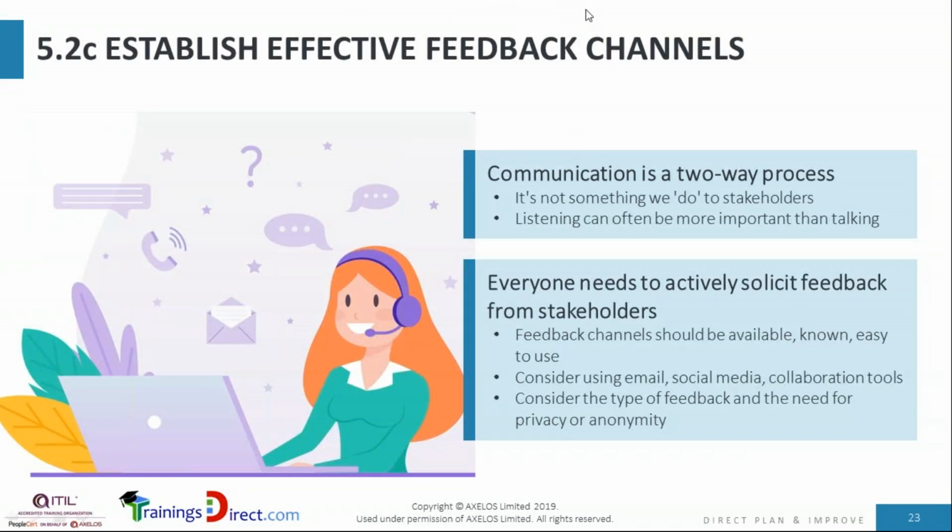Next is about establishing effective feedback channels. Communication is a two-way process. It's not something we do to stakeholders. It's not something which is done, but something which happens. Listening can often be more important than talking. Everyone needs to actively solicit feedback from stakeholders. Feedback channels should be available, known, easy to use. Unless people know where to give feedback, they may want to give feedback and they would be frustrated if channels do not exist. Consider using email, social media, collaboration tools. Consider the type of feedback and the need for privacy or anonymity. Some people may not want to disclose who they are while giving feedback.